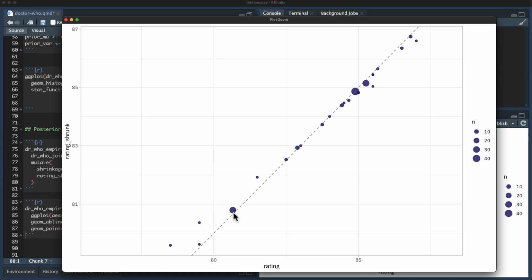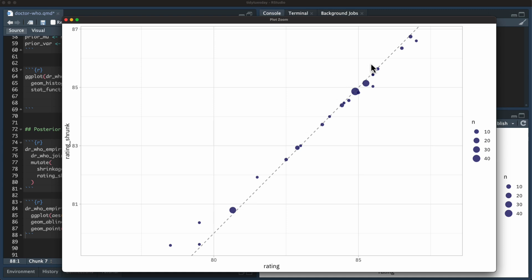This big dot is not pulled up as much because we have a lot more measurements of that writer's ratings. There are a lot more episodes from that writer, so it is not pulled up as much, because we have more evidence that that's really where that writer should be. Let's look up here at the high values.